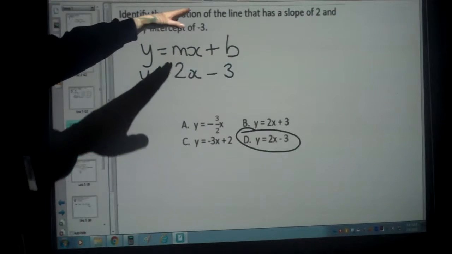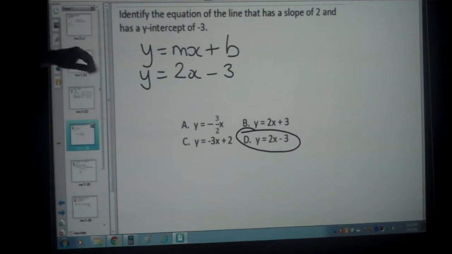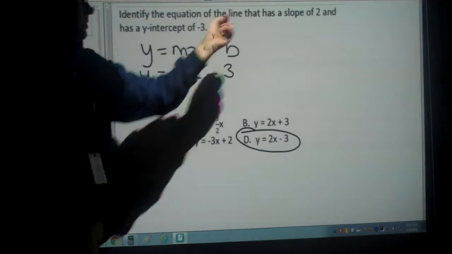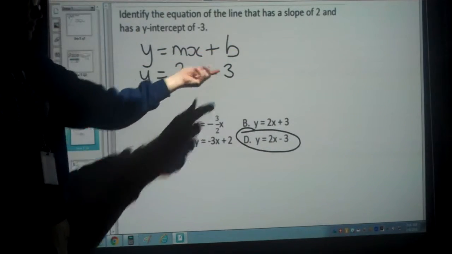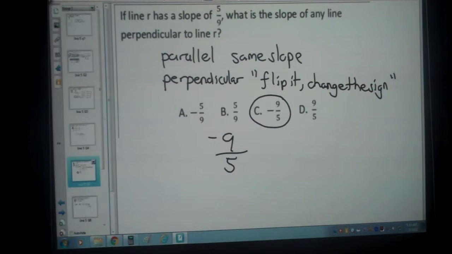So it says identify the equation of a line that has a slope of 2 and a y-intercept of 3. As we did this in the previous section, you can write down the equation of a straight line and then just literally plug in the numbers. So we know the slope is m. We're not going to put plus negative 3. We know that's just the same as subtract 3. Therefore, the answer is D.